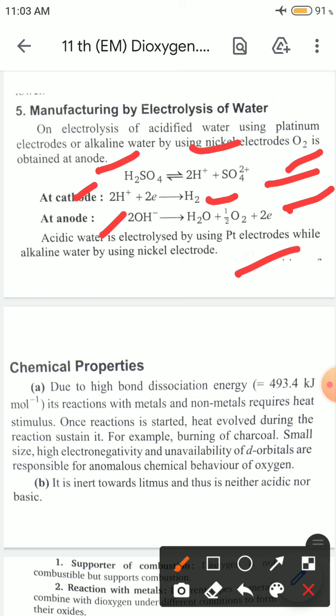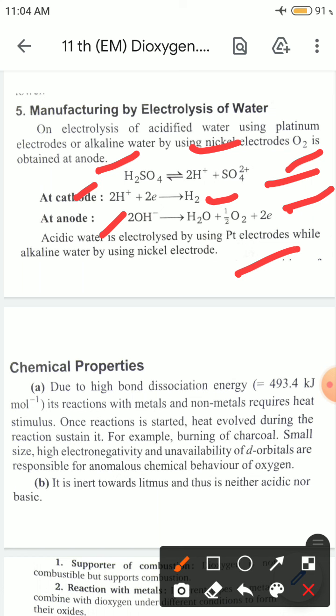Chemical properties. Due to high bond dissociation energy, 493.4 kilojoules, its reactions with metals and non-metals require a heat stimulus. Once the reaction starts, the heat evolved during the reaction sustains it. For example, burning of charcoal.